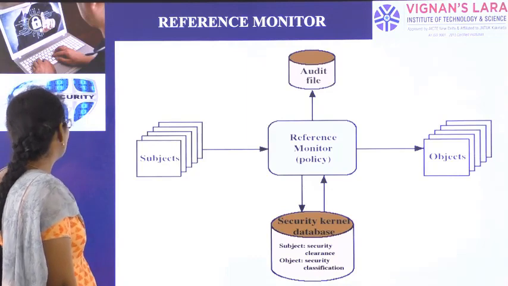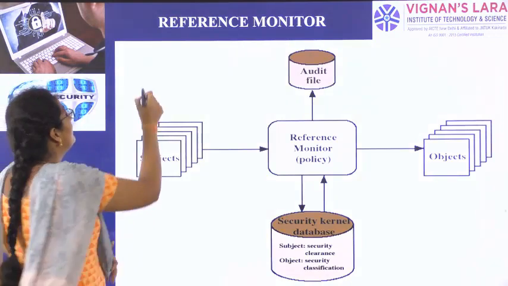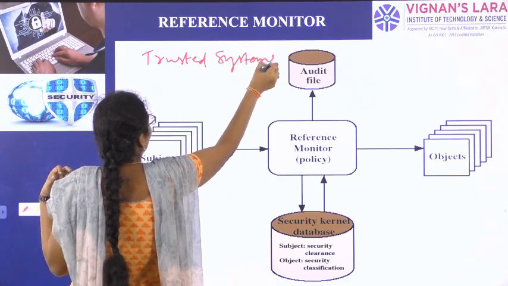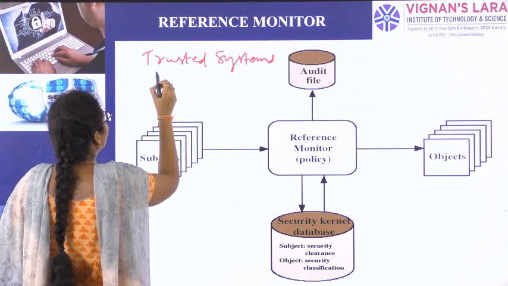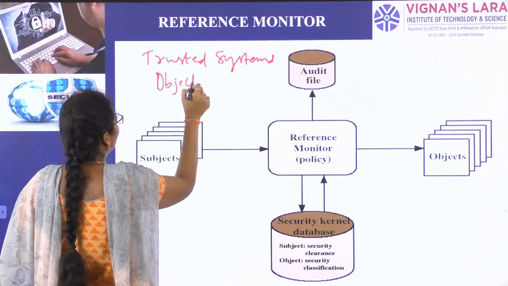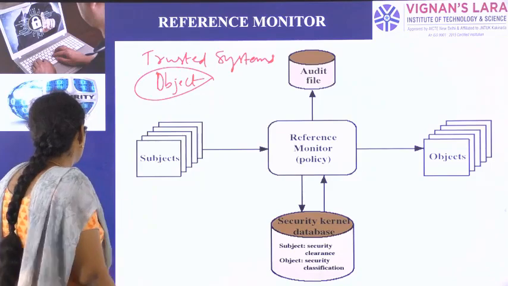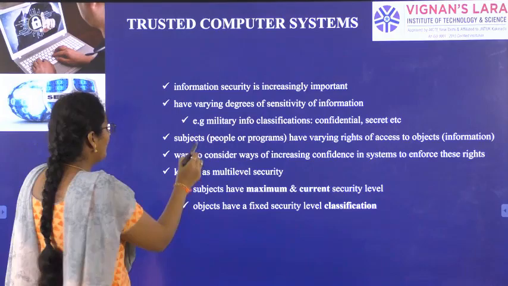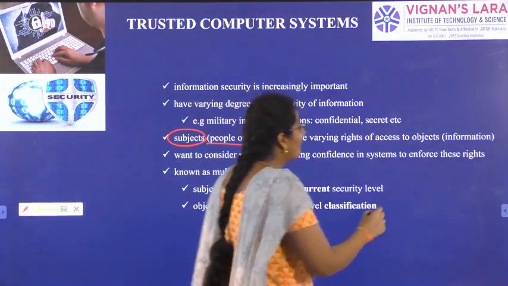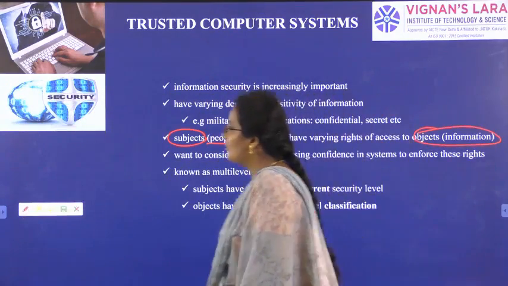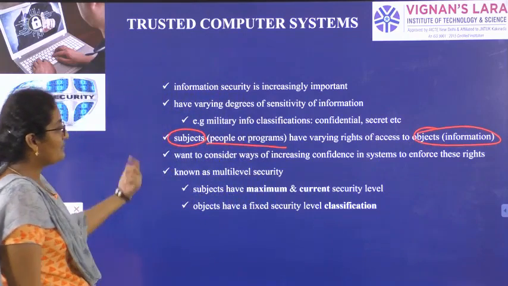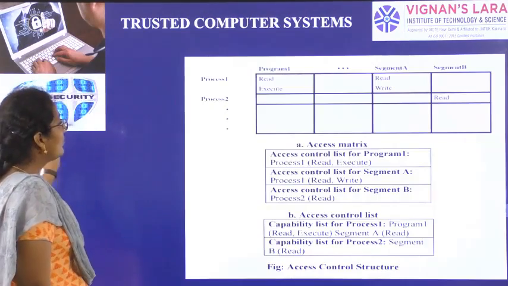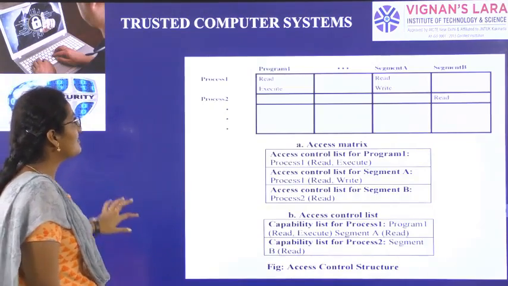So finally, what is a reference monitor? We have discussed trusted systems. In trusted systems we have subjects and objects. Subject means people or programs. Object is nothing but information. So in trusted systems, the two concepts are subject and object. Next, how we can construct a matrix and access structure.